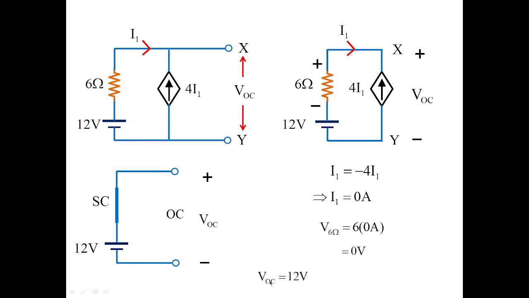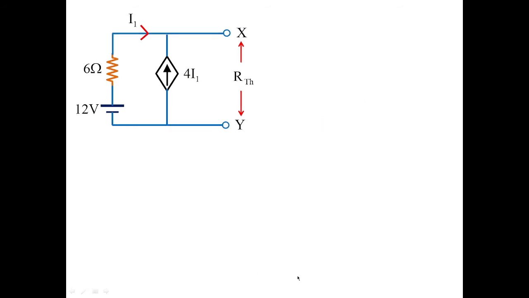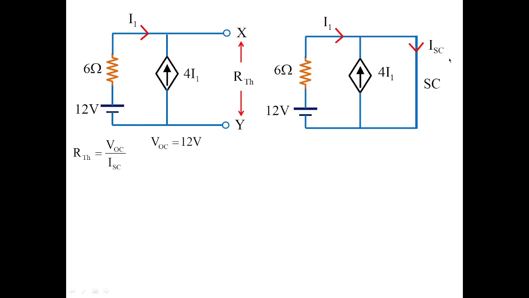Now once we obtain the value of open circuit voltage, which is also called Thevenin's voltage, let us find Thevenin's resistance. Already we have estimated VOC equal to 12 volts, and we know that Thevenin's resistance is equal to open circuit voltage divided by short circuit current. So we need to find the short circuit current across the XY terminal. Short circuit across the XY terminal resembles this circuit for the given circuit.